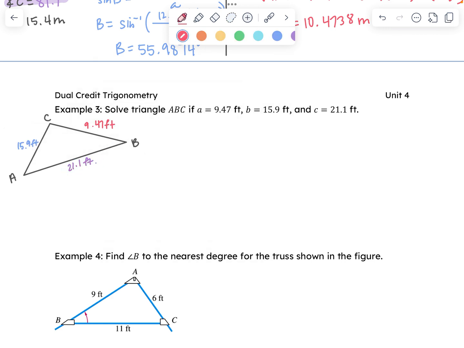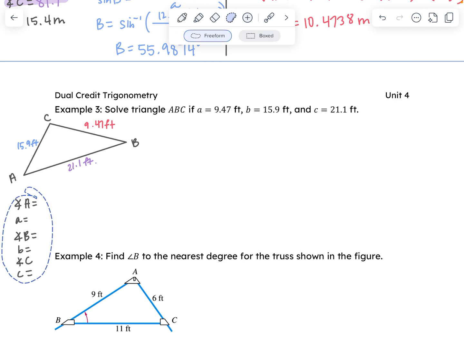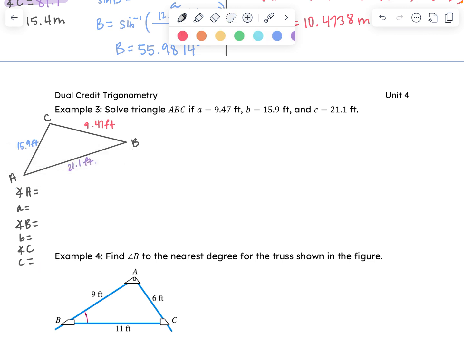So what I need to do here is I actually need to find all the angles. That's what I'm missing. So I need to figure out what angle A is. I know side A. Angle B, I know side B. And angle C, I know side C. It goes up a little bit. So side A is the 9.47. Side B is the 15.9. And side C is the 21.1.